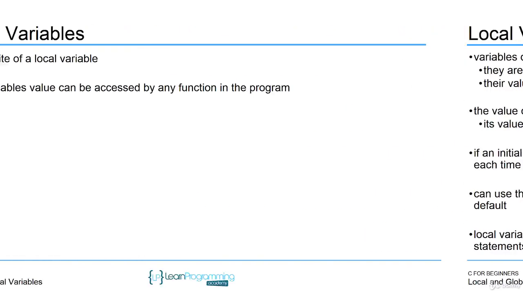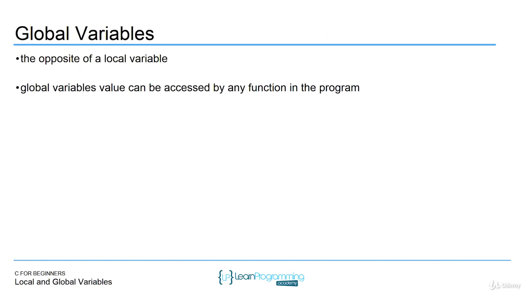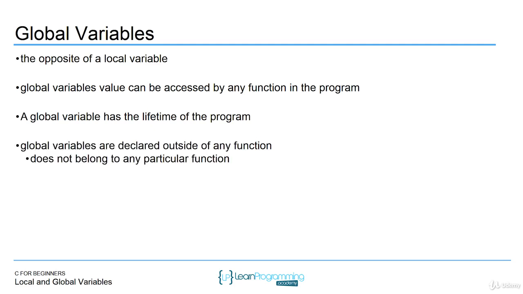Global variables are the opposite of local variables. Global variables can be accessed by any function in the program. The way that you create a global variable is you just put it at the top outside any function. So global variables are declared outside of the function and they do not belong to any function. And remember, main is a function. So any variables defined in the main function are only accessible in the main function. The variables in the main function are not accessible in any other functions.